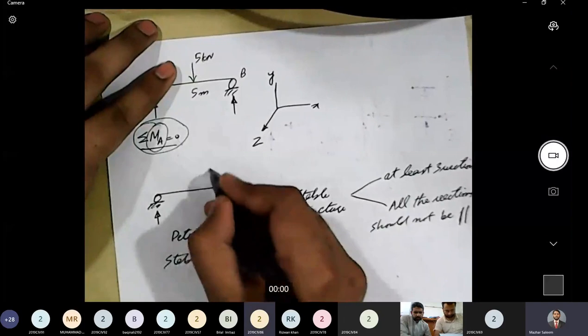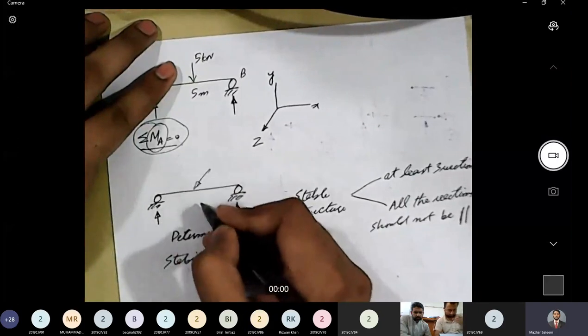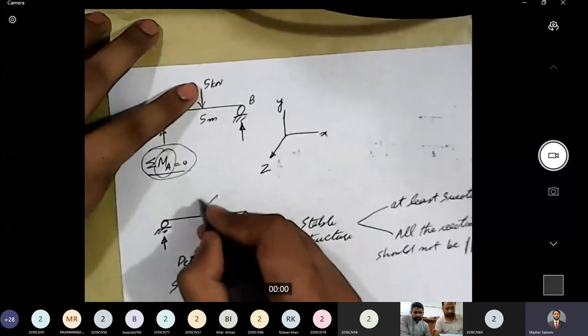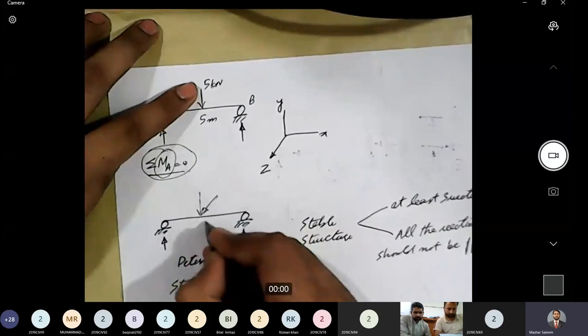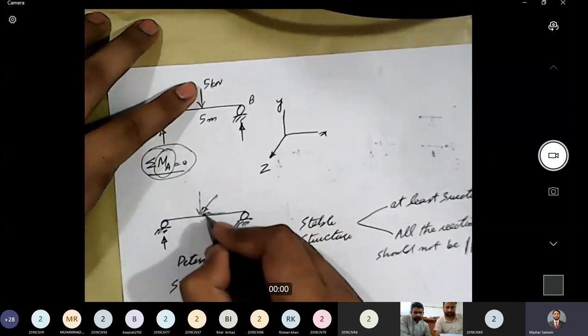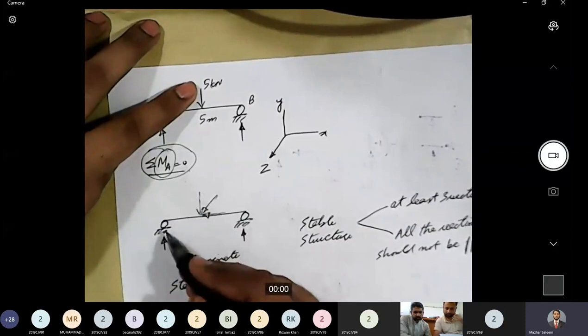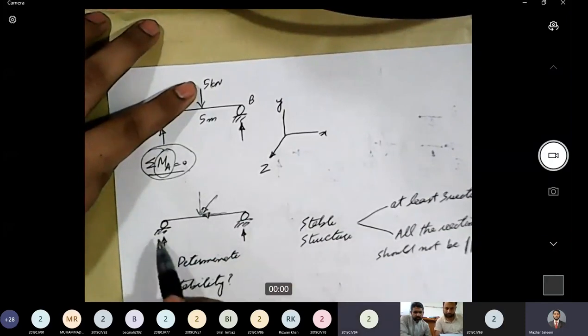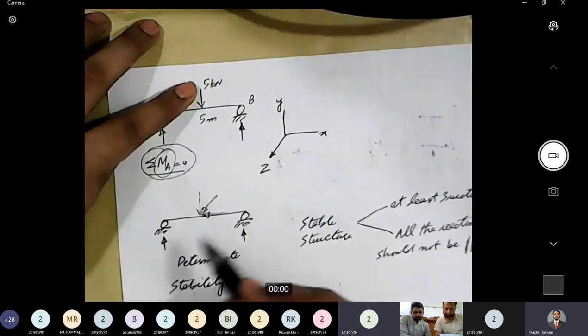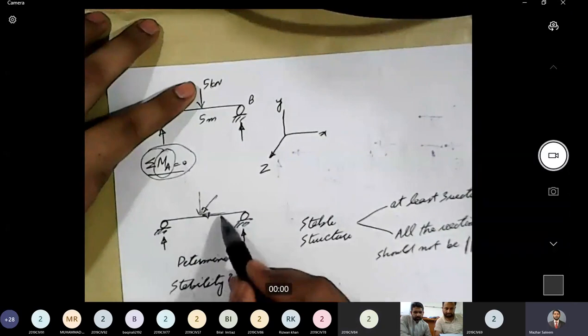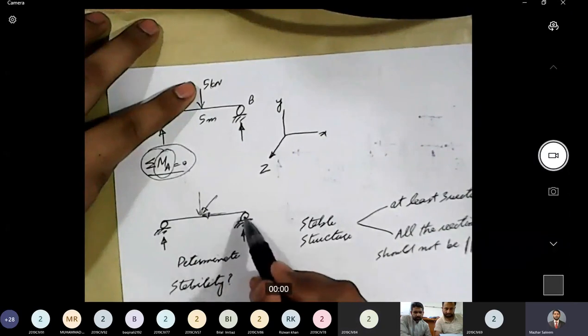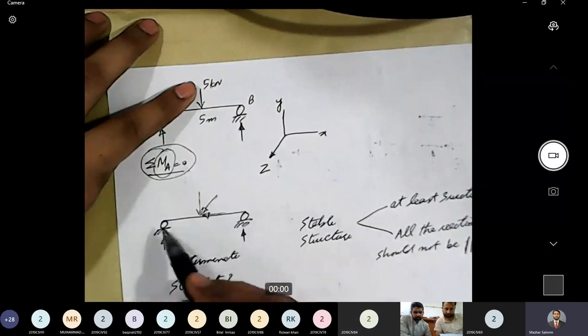Why? Because if, let's say, I apply an inclined load on this beam, the inclined load has two components: one is a vertical component and the other is a horizontal component. This horizontal component will have the tendency to slide the beam in the horizontal direction, and our supporting system cannot resist that horizontal reaction. If we apply a horizontal load, this beam will slide off the support because both supports are roller supports.